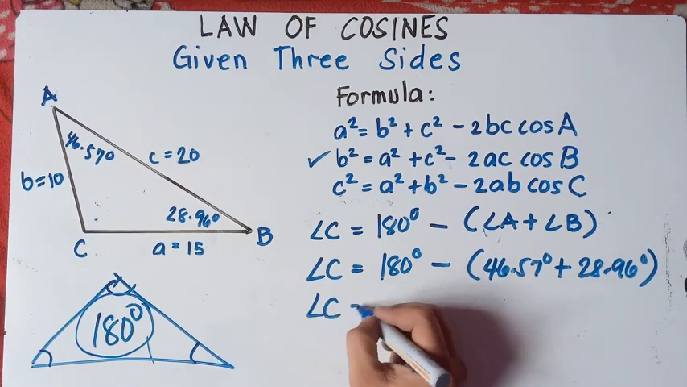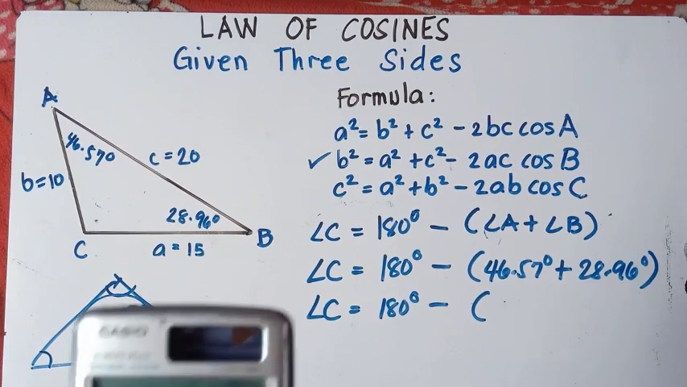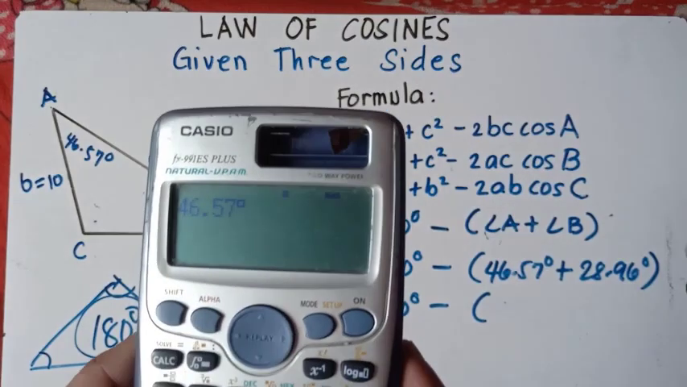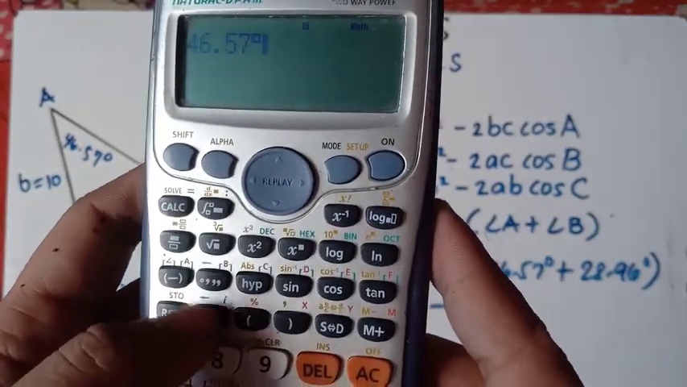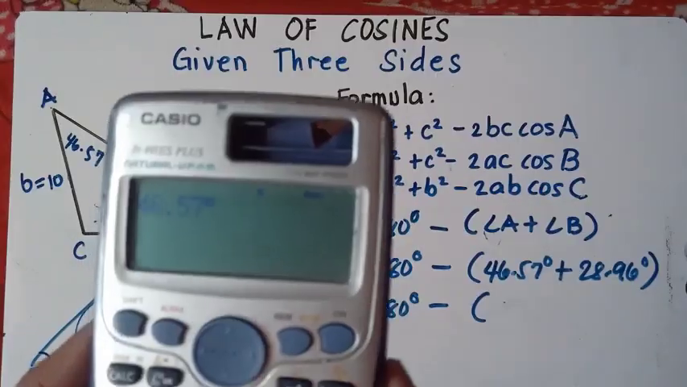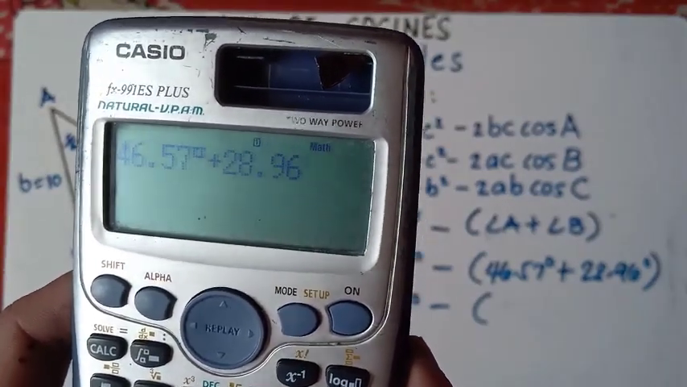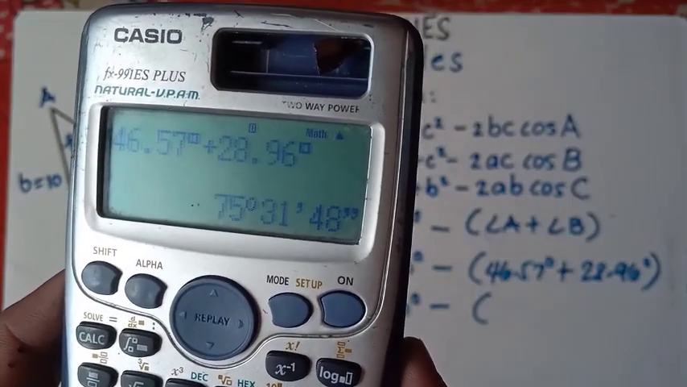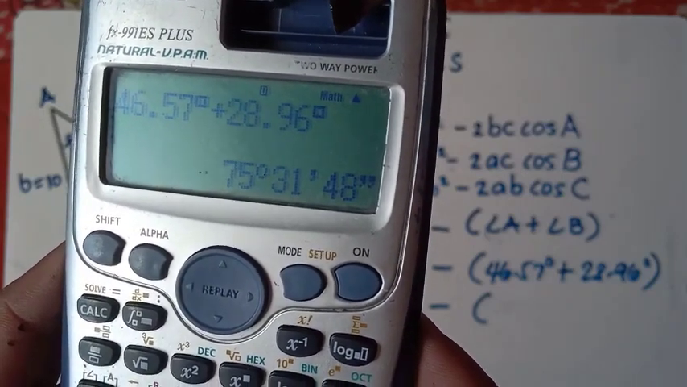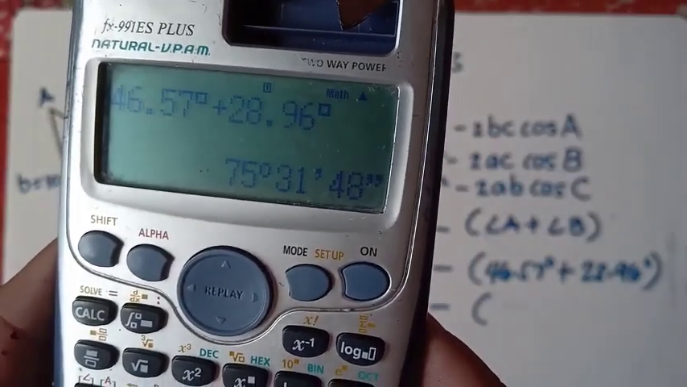So we have angle C equals 180 degrees minus the sum, so we add this one, class, using our calculator. 46.57 degrees. Do not forget, class, the degrees symbol. 46.57 degrees plus 28.96 degrees. So you have 27 degrees 31 minutes 48 seconds. Okay, let's just add it by degrees.